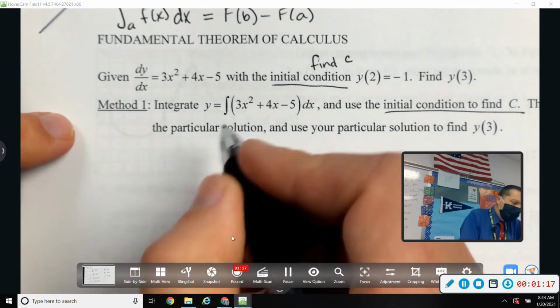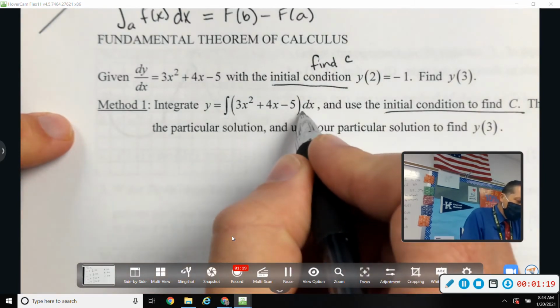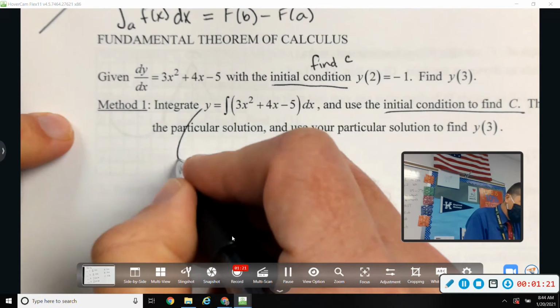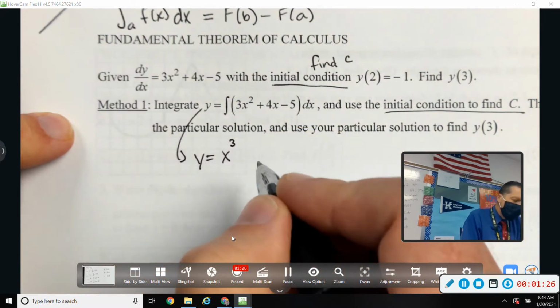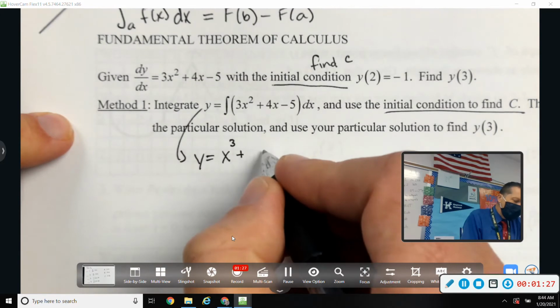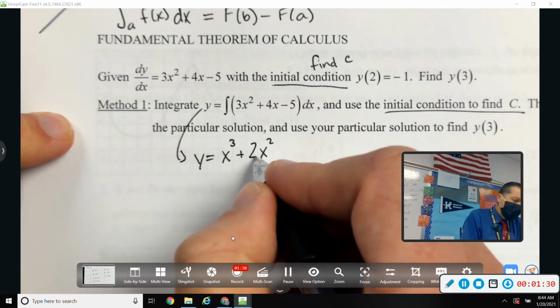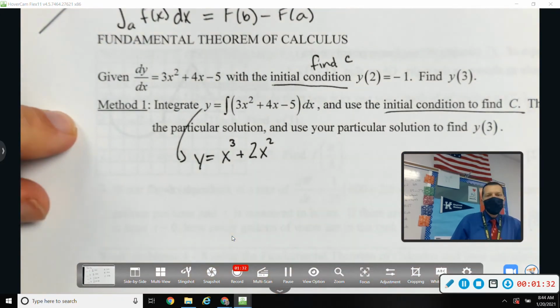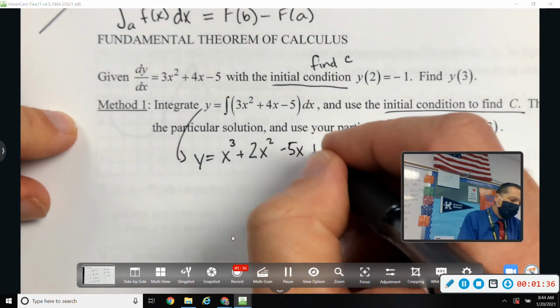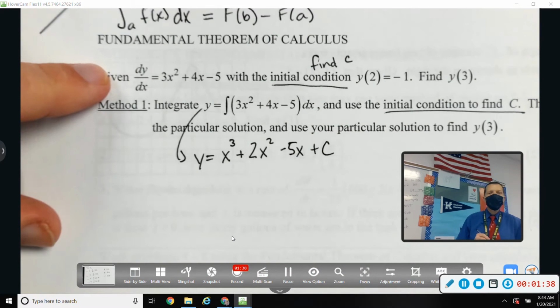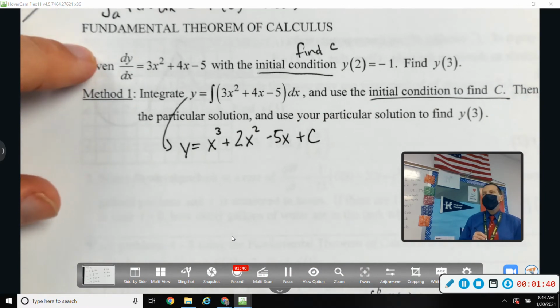So the integral of 3x squared plus 4x minus 5 would be x cubed plus 2x squared minus 5x plus c, using antiderivative rules.